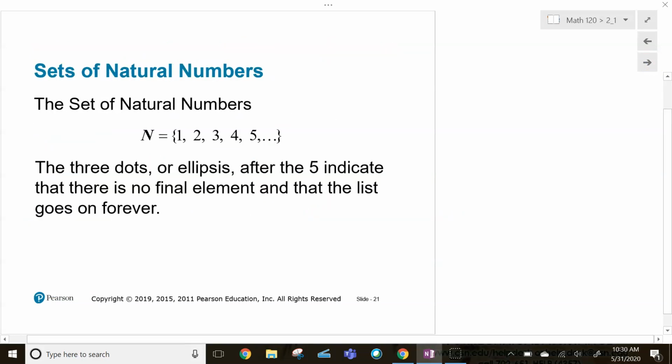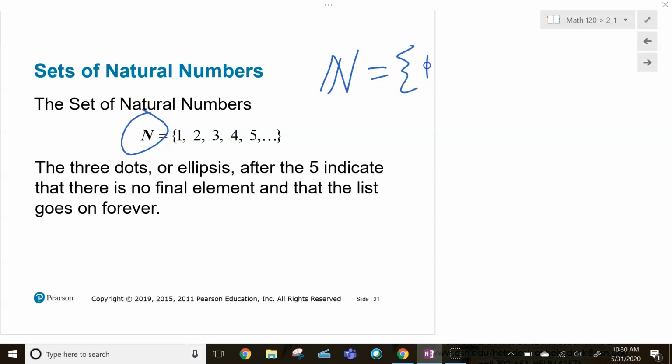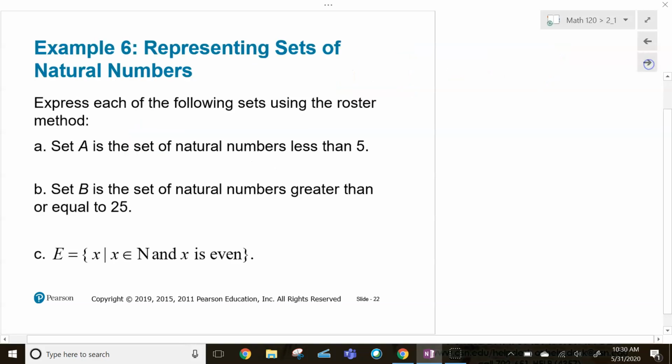All right, the set of natural numbers. Now, a lot of the time you'll see textbooks writing the natural numbers like that. So these are just your counting numbers, right? 1, 2, 3, and so on. And that just means it keeps going, goes on forever, right? It's an infinite set there.